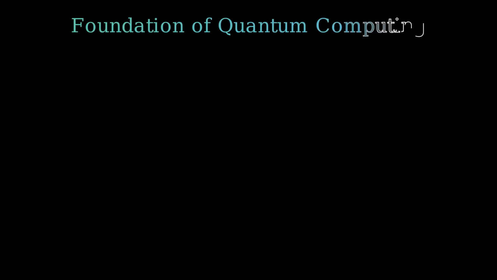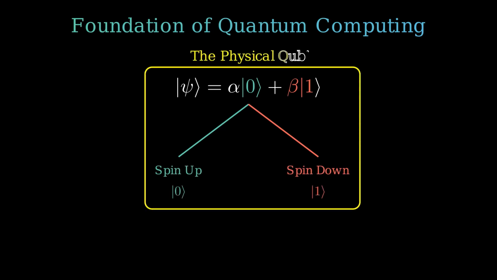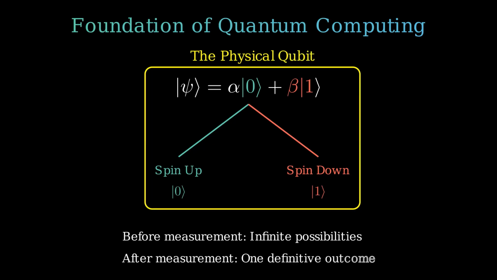Everything we have discussed, quantum states, observables, measurements, and spin, forms the foundation of quantum computing. A quantum bit or qubit can be represented by a spin 1/2 system. It exists in a superposition of 0 and 1 states. When we measure it, the wave function collapses to one definitive outcome, just like in the Stern-Gerlach experiment. But before the measurement, the qubit can explore multiple computational paths simultaneously. That's the power of quantum computing.